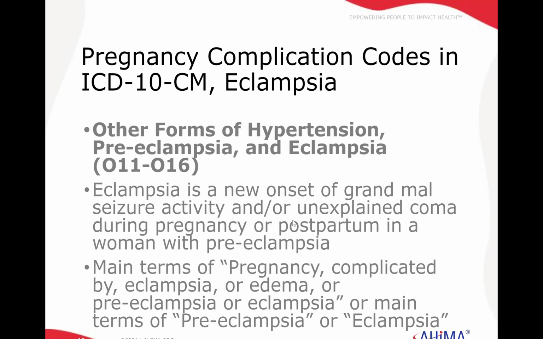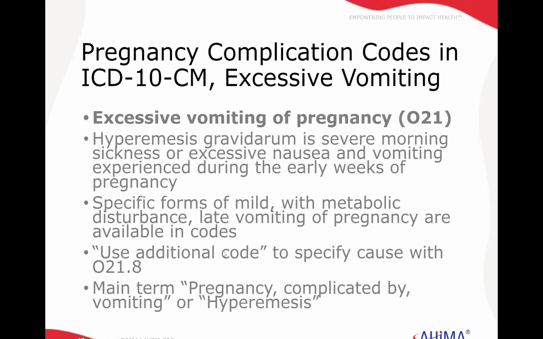Big takeaway from this chapter is if you know what the complication is, start with the main term of pregnancy and work your way down. Hyperemesis is the severe morning sickness that can also complicate pregnancy. And as a result, we have a code for it that falls in the O21 code category. And there are additional codes that you'll see in the tabular.